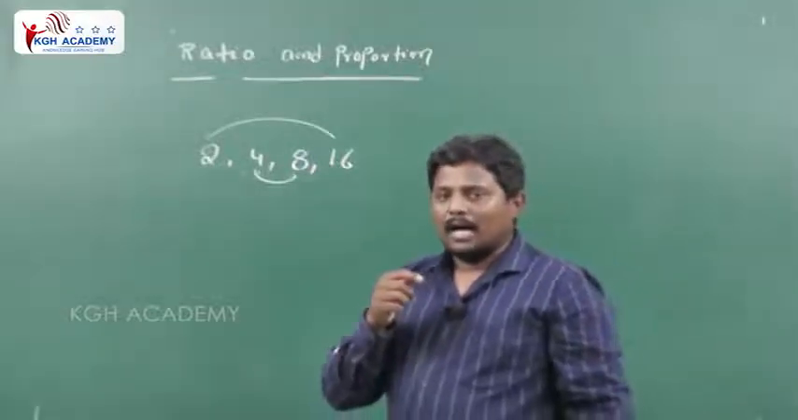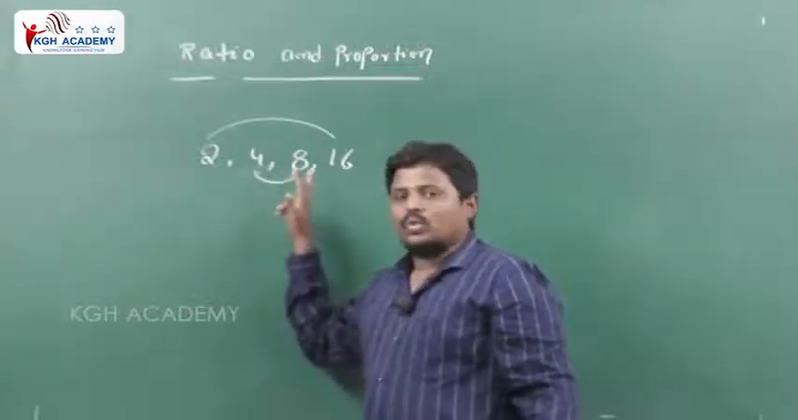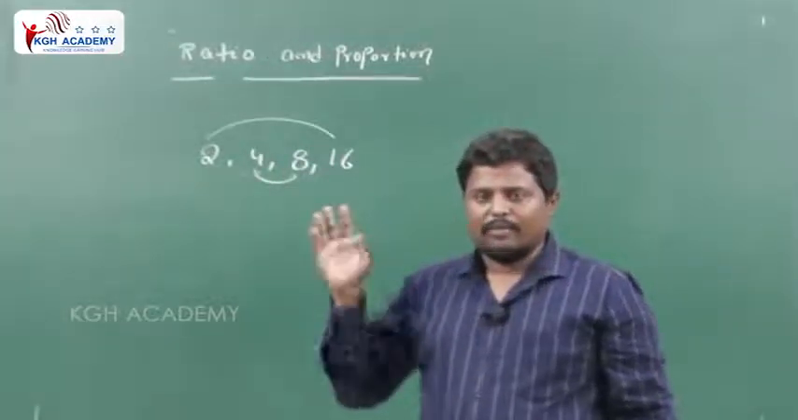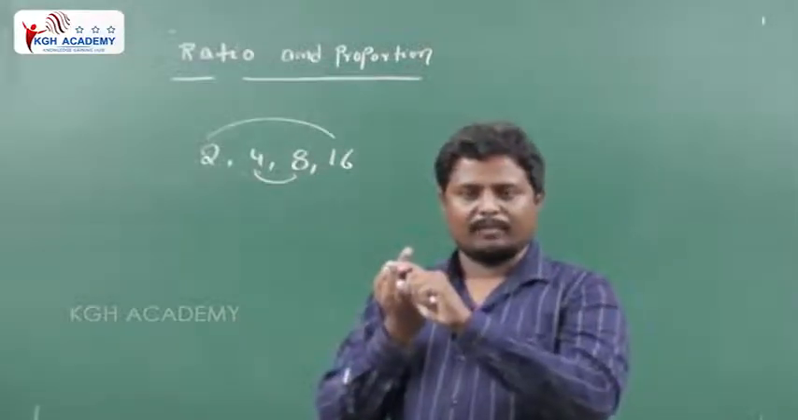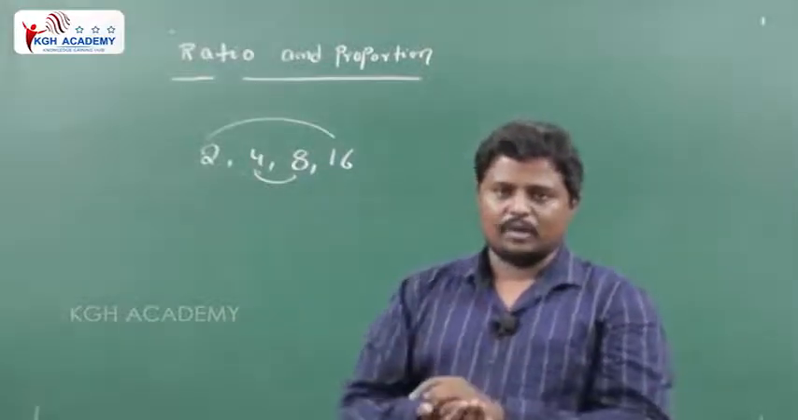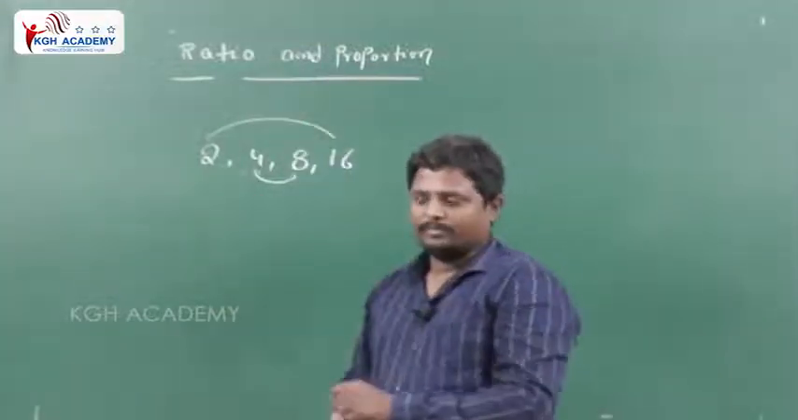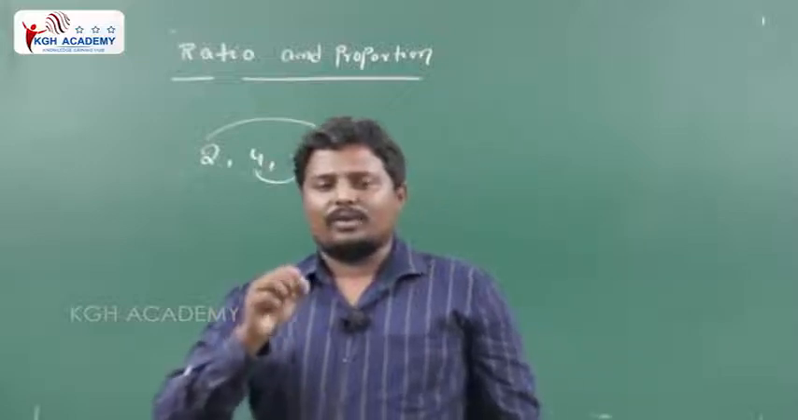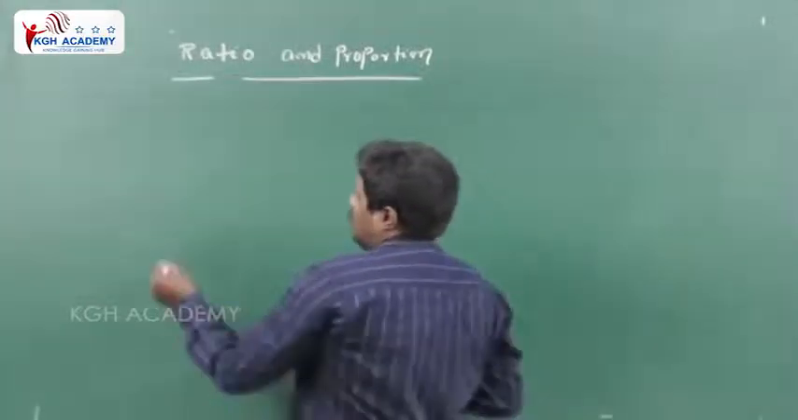Okay, I want to repeat once again. The equality of any two ratios is known as proportion. If any four numbers are in proportion, the product of extremes is equal to the product of means. This is the most important point, and that is the difference between ratio and proportion. In proportion also, we have some important formulas. Okay, first formula.